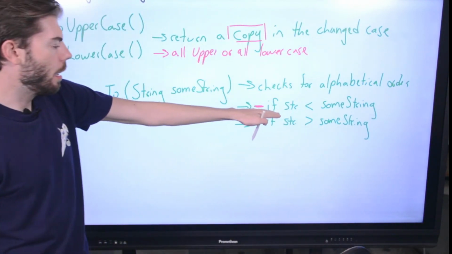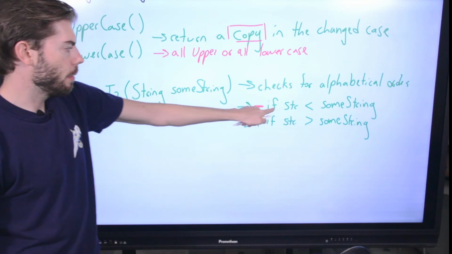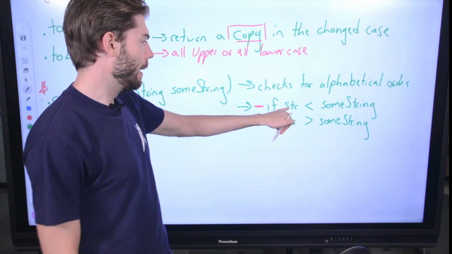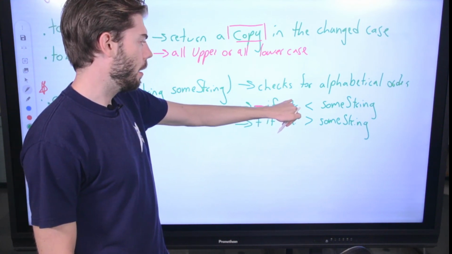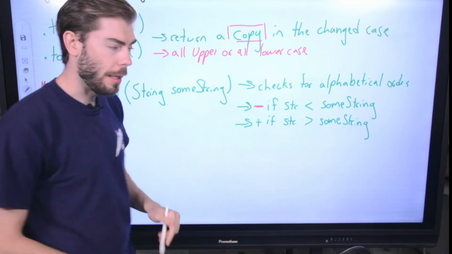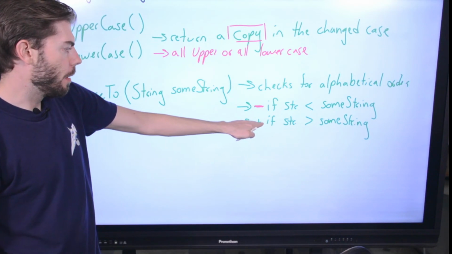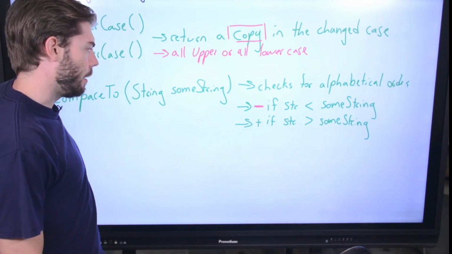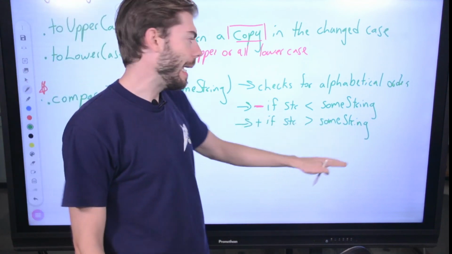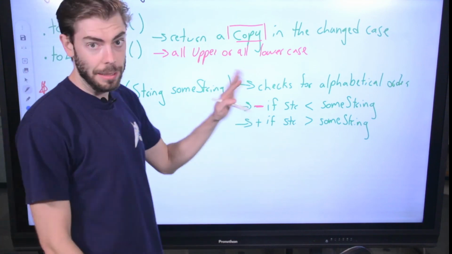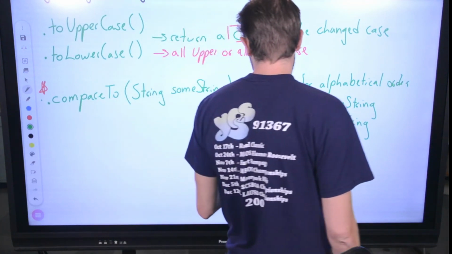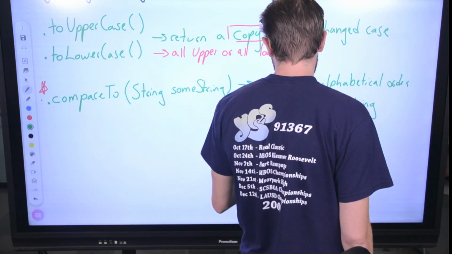So let's say our string, str, starts with an A, and substring starts with a B, it's going to return a negative value. If our string on the left side of the dot starts with a B, and substring starts with an A, it's going to return a positive value. That becomes really handy for sorting. And as you may have guessed, it's going to return 0 if they're equal.